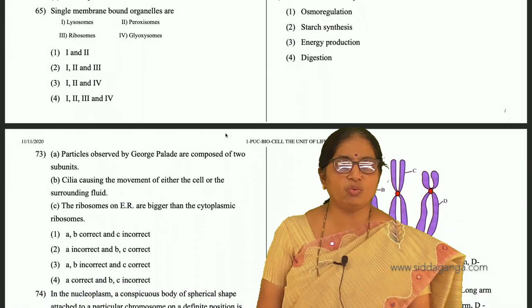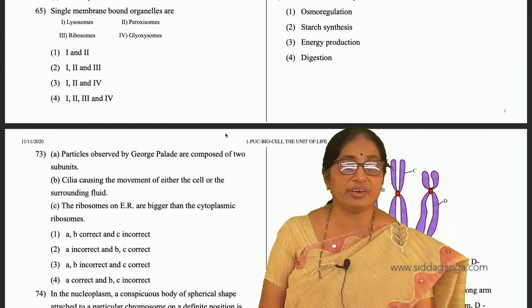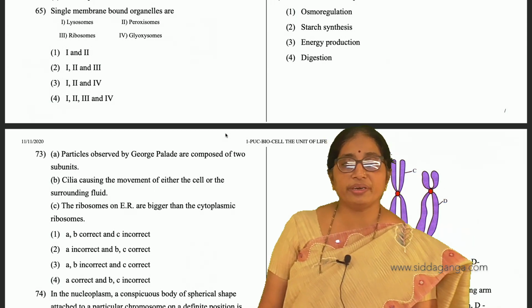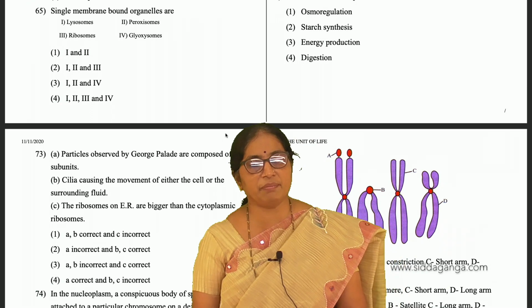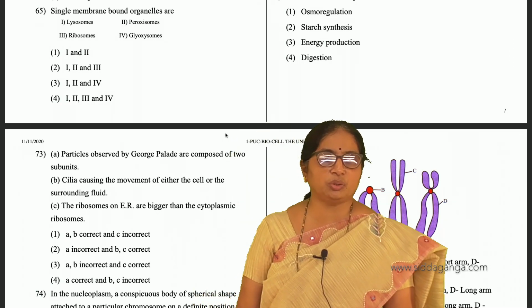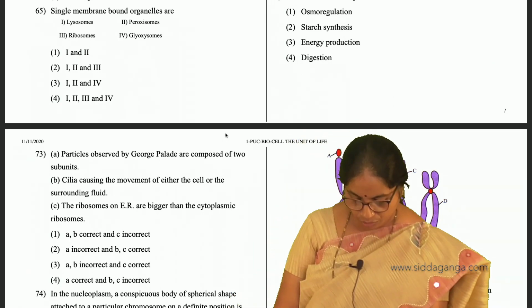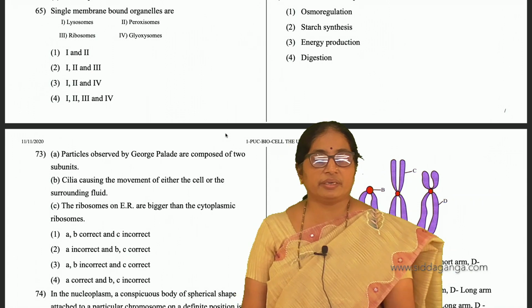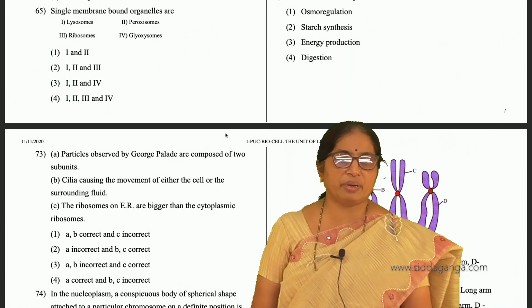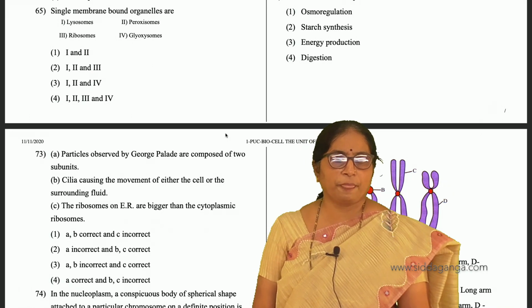Single membrane bound organelles are... So membrane bound organelles are of two types, single membrane and double membrane organelles. So you have there lysosomes, peroxisomes, ribosomes and glyoxysomes. So here lysosomes, of course, they are single membranous. Peroxisomes, they are also single membranous.